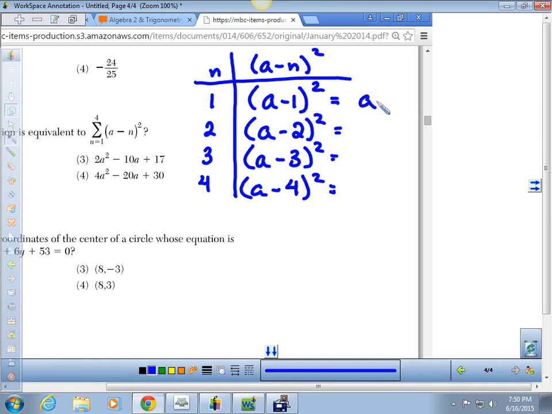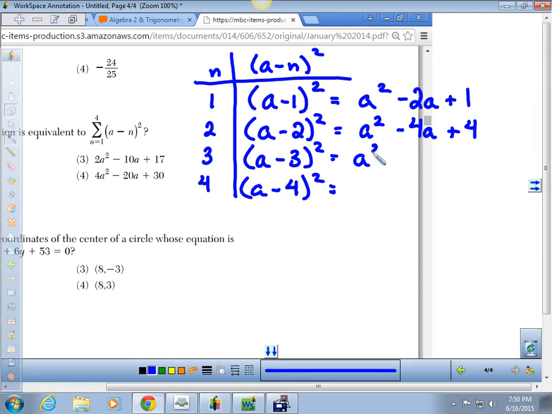What's a minus 1 times a minus 1? A squared. Yeah, minus a, which together is going to be minus 2a plus 1. Negative 1 times negative 1 is a positive 1. So that's what we're going to get there. What are we going to get with a minus 2 squared? A squared minus 4a. 2a and 2a is minus 4a plus 4.